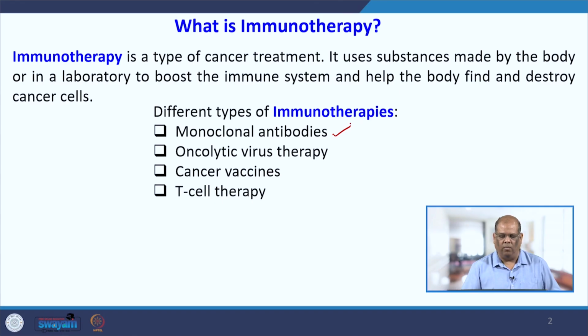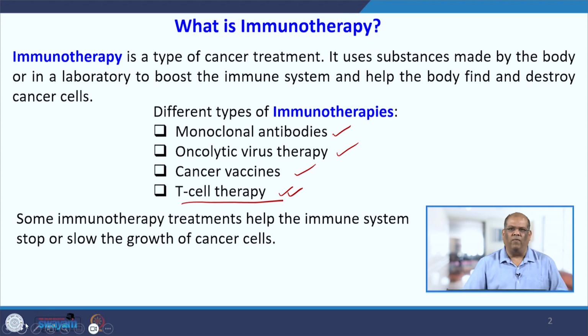So, there are many kinds of immunotherapies. First is the monoclonal antibodies, then we have oncolytic virus therapy, cancer vaccines and T cell therapy. There are many more, I just named 4 of them. In this model, we will be using this T cell therapy as our immunotherapy.